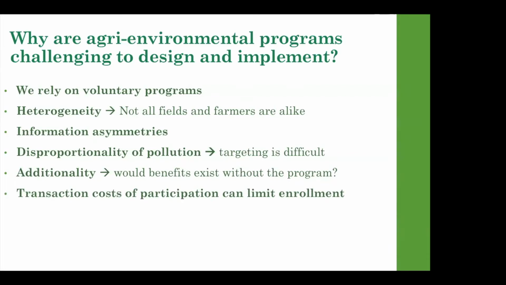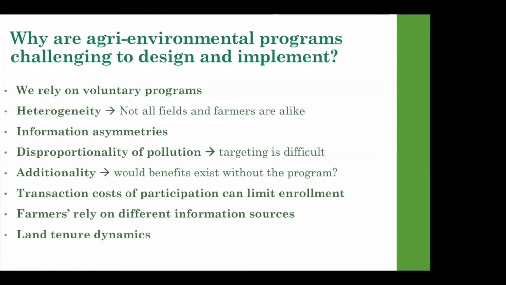Farmers have different information sources. Who do they trust? Where are they getting information, and what motivates them to think about changing management, which is easier said than done, right? And then there are all of the interesting dynamics involved with land tenure and thinking about who owns the land versus who's operating the land, which is changing and continues to change as we see more and more land that's owned by someone who's not actually the farmer.